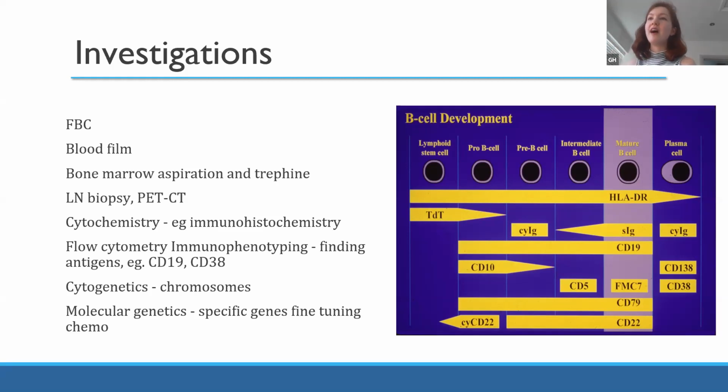So when they're that high, they're worried that this is a leukemia and this is uncontrolled division of these white cells. They'll do a blood film to help have a better idea of what the cells are looking like.